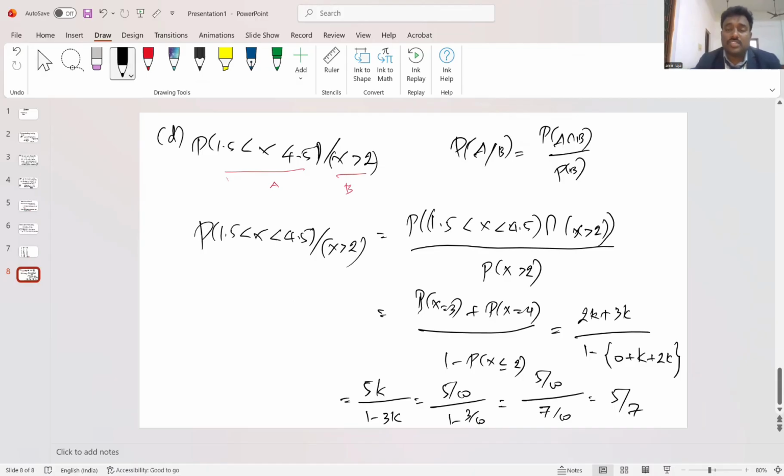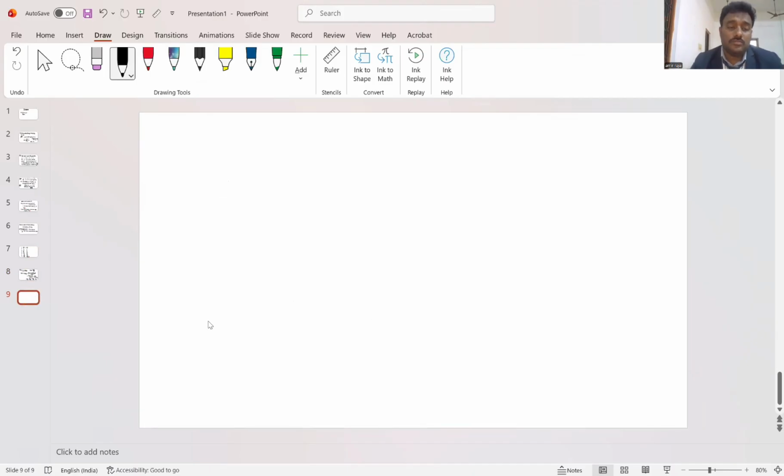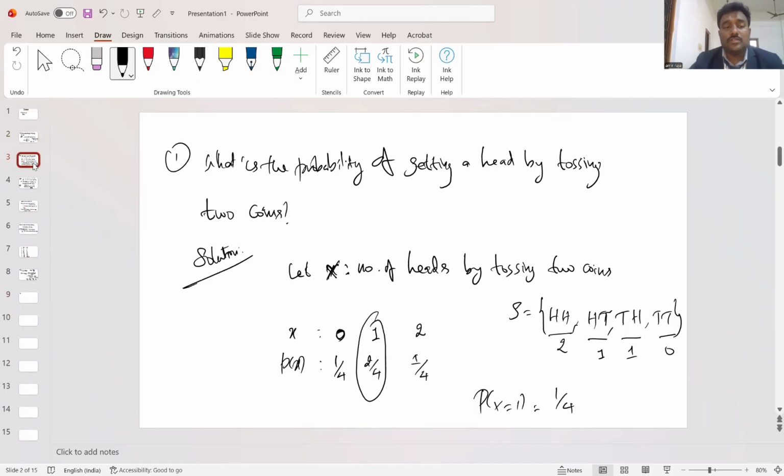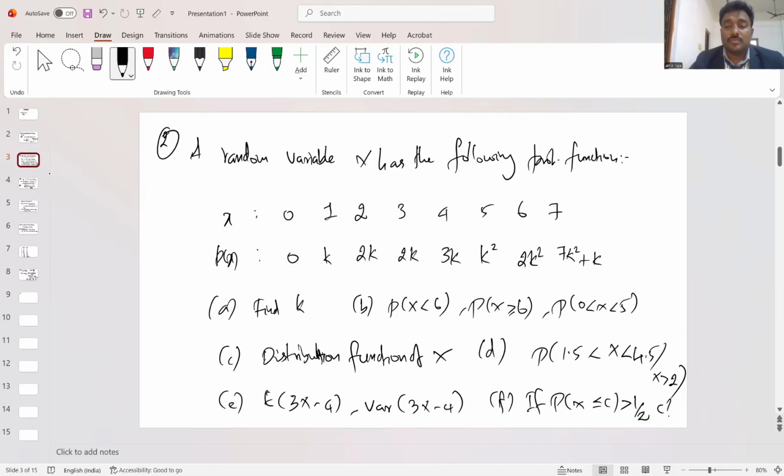So I hope you understand what conditional probability is here, right? Next we are moving on to option E. We should find out the expectation of 3x minus 4 and the variance of 3x minus 4.